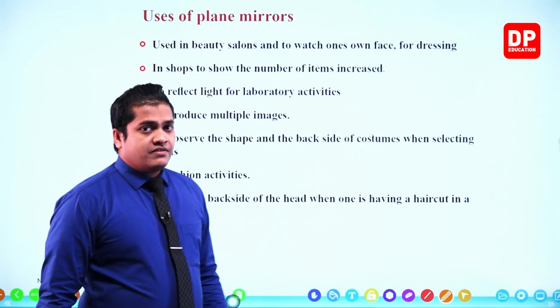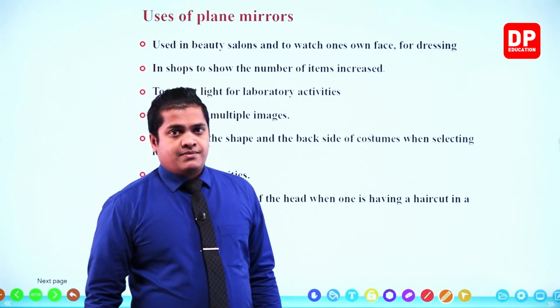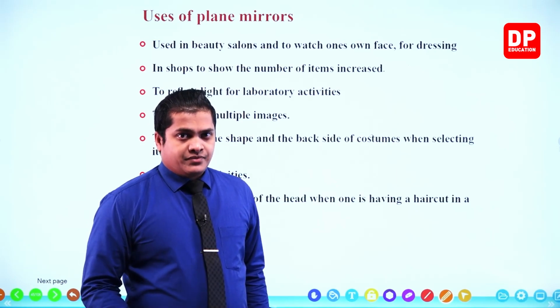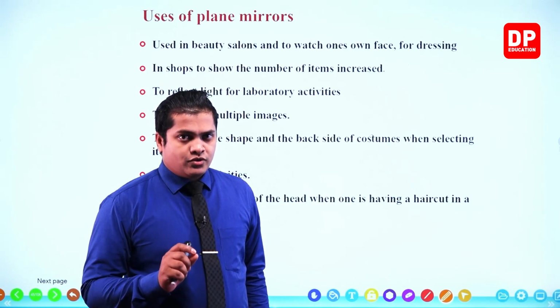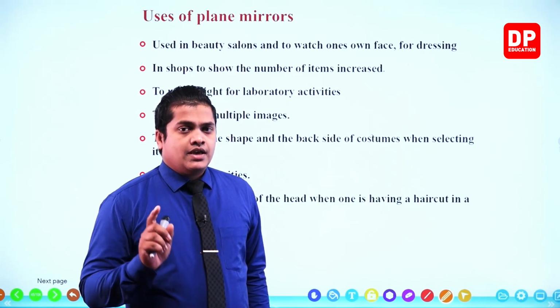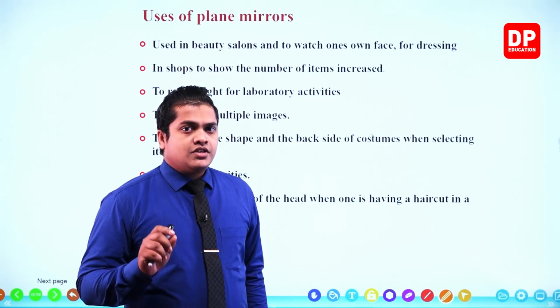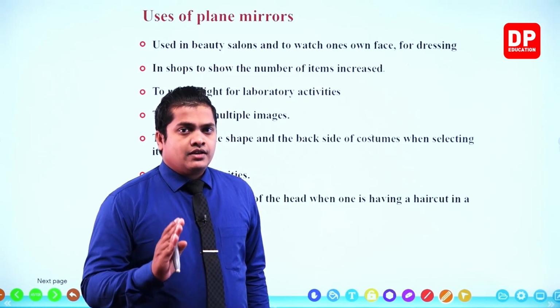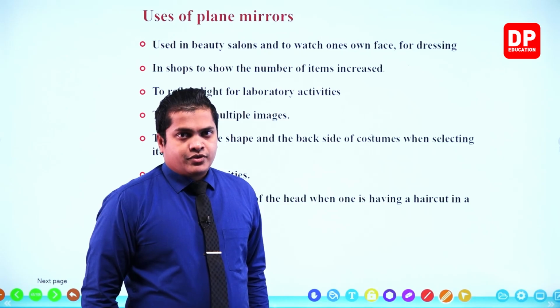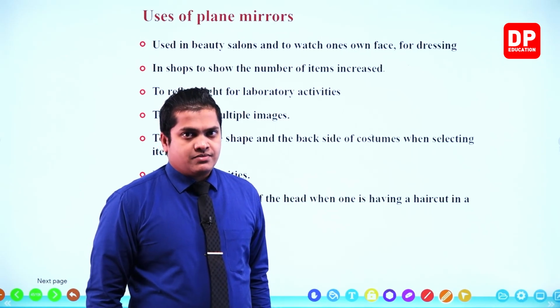Then the next one, to reflect light for laboratory activities. Can you remember, we discussed this when we were discussing the microscope. When we are observing through a microscope, we need to get light energy from outside, and that light energy should pass through the specimen. In order to do that, plane mirrors are used to reflect a beam of light towards the specimen.